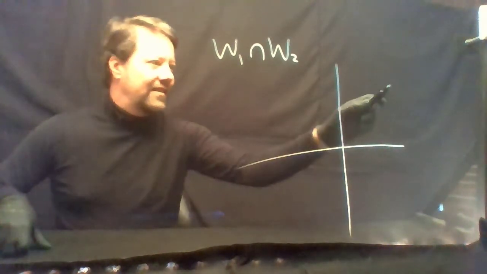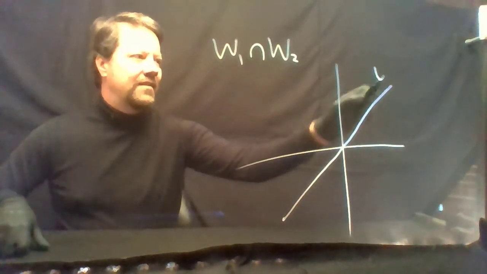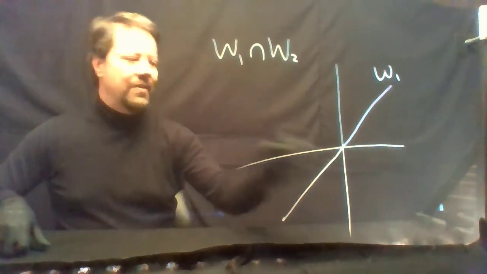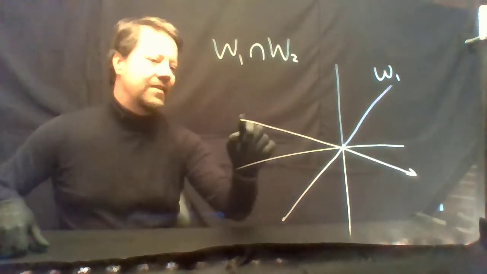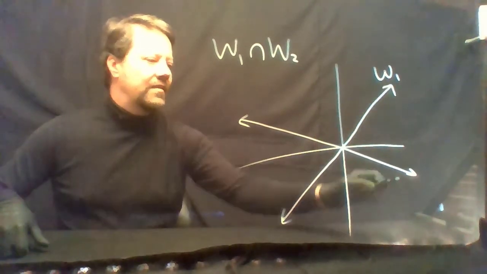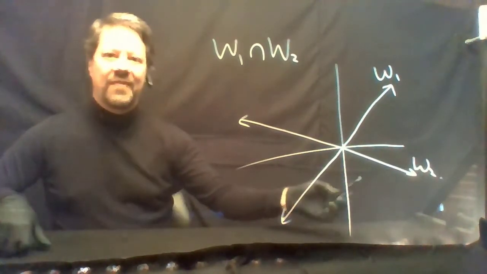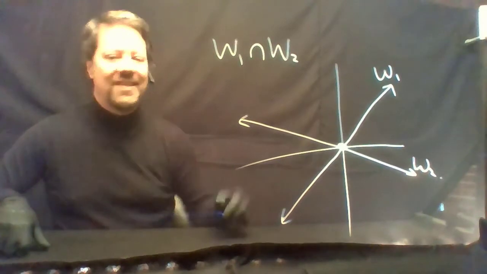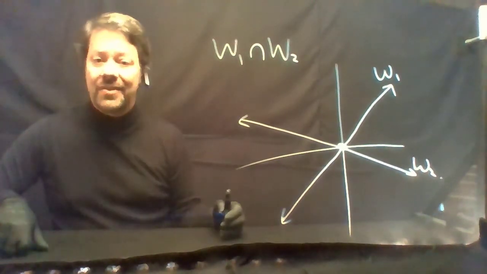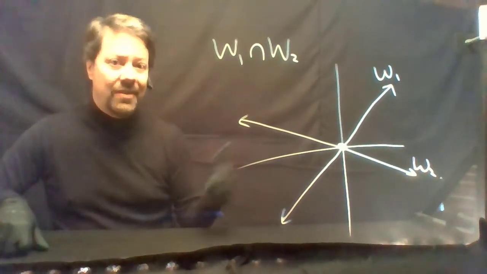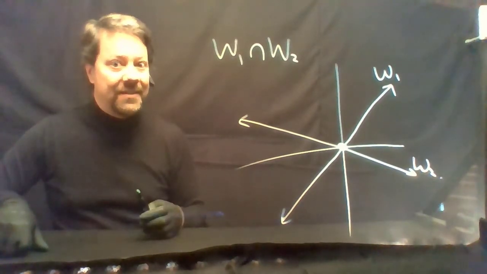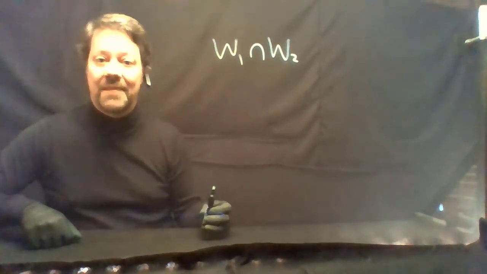What if you take the intersection of two subspaces? Let's take one space, W1, that goes to the origin, and another space, W2. The only point in common is the origin. So in this case, the intersection is the set that contains 0. That is a subspace. So it looks like in R2, the intersection of subspaces will yield a subspace.